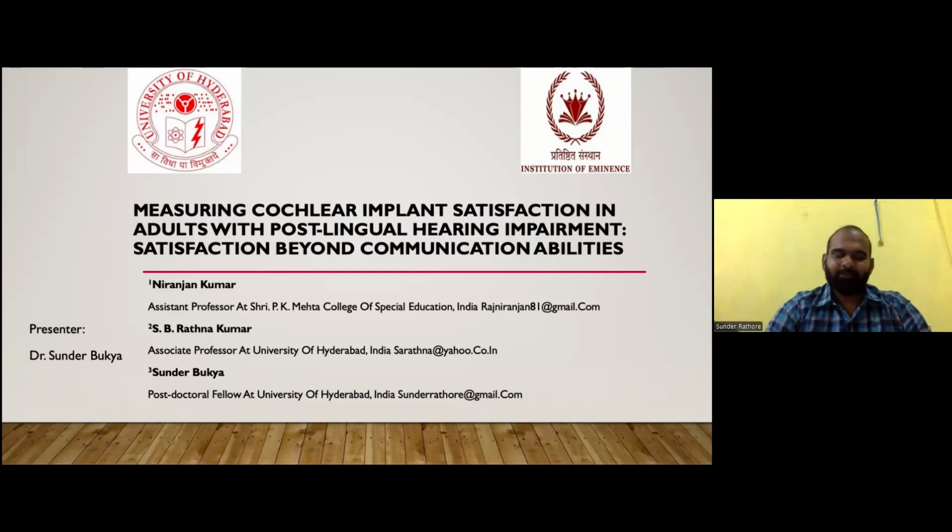So this particular paper we are presenting, the first author is Niranjan Kumar, who is an assistant professor at Mehta College of Special Education in India. The second author is S.B. Ratna Kumar, who is an associate professor at University of Hyderabad. And the third author is me, Dr. Sundar Bhukia. So the title of this research paper is measuring cochlear implant satisfaction in adults with postlingual hearing impairments: satisfaction beyond communication abilities. So this is the title of our paper.